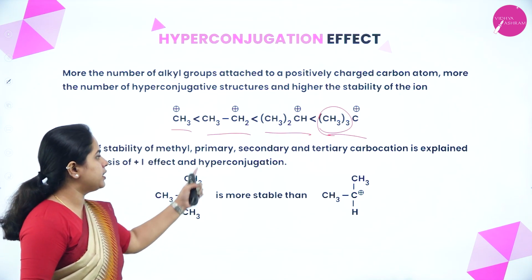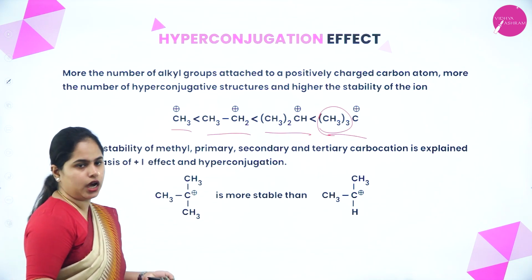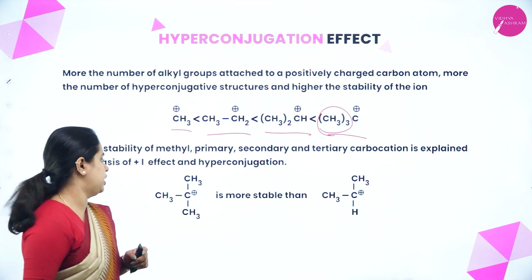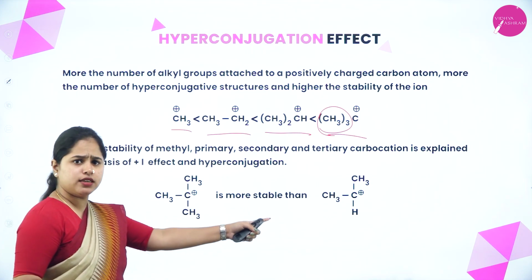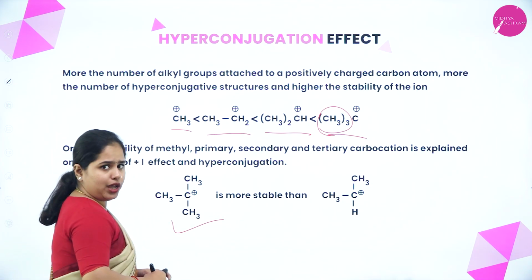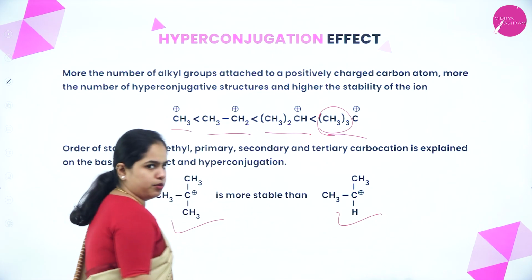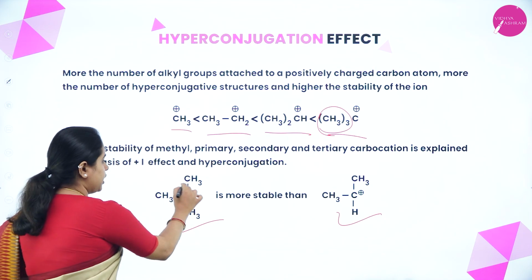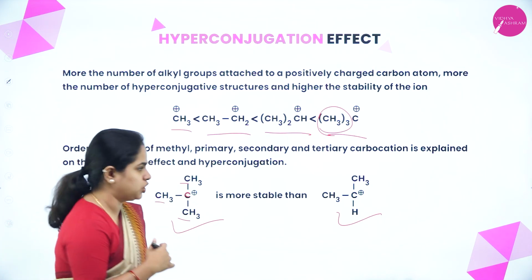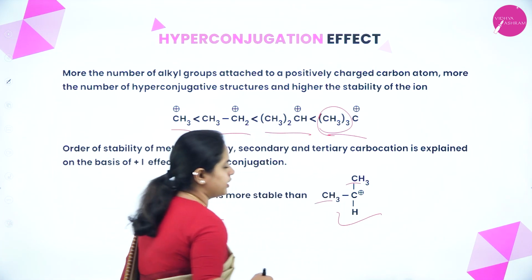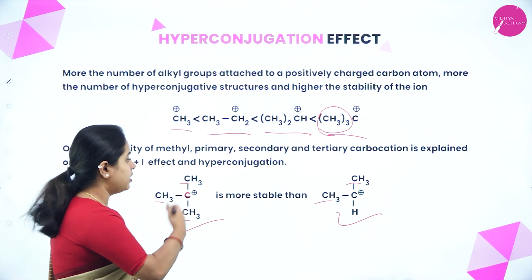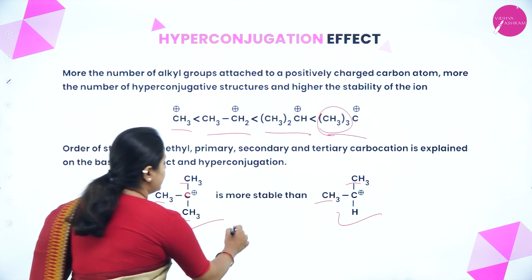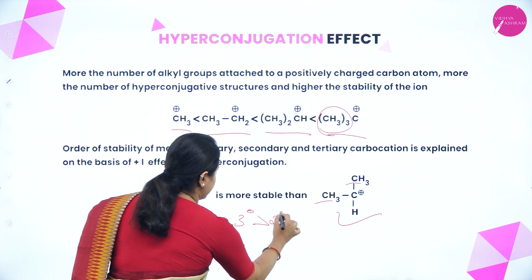Order of stability, methyl, primary, secondary and tertiary carbocation is explained on the basis of plus I effect and hyperconjugation effect. So as you can see, this is a tertiary carbocation and this is a secondary carbocation, right? Why is it tertiary? To the carbon atom containing the positive charge, 3 more carbon atoms are attached. So it is tertiary. And here 2 carbon atoms are attached. So it is secondary. When we compare tertiary and secondary, more alkyl groups are present here. Hence tertiary is greater than secondary.